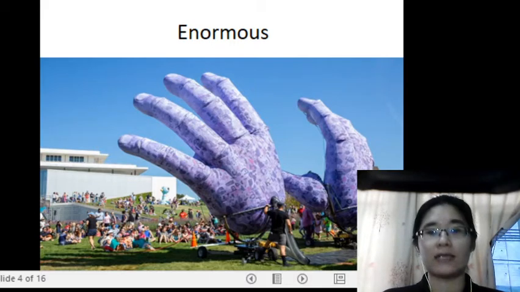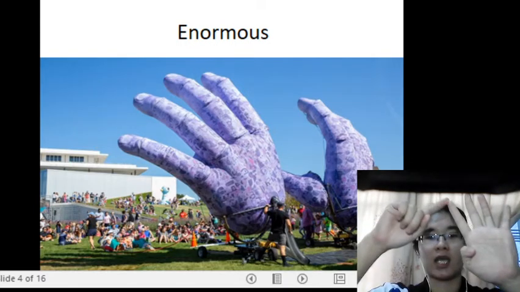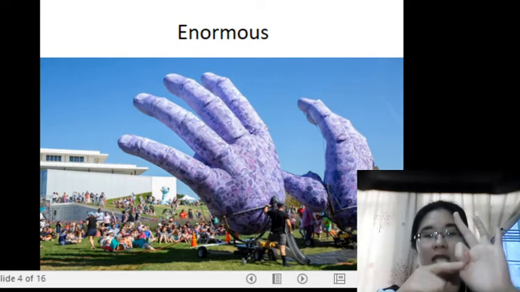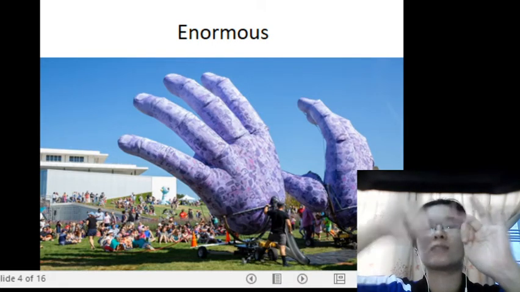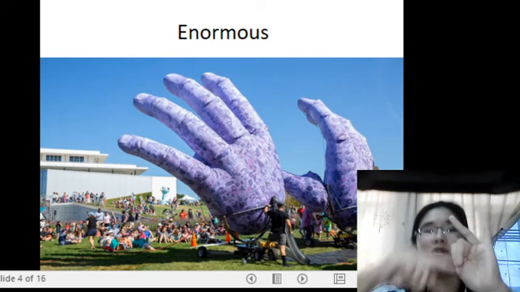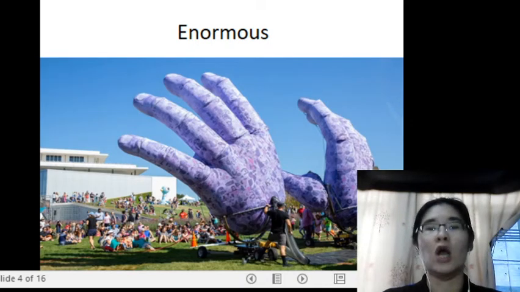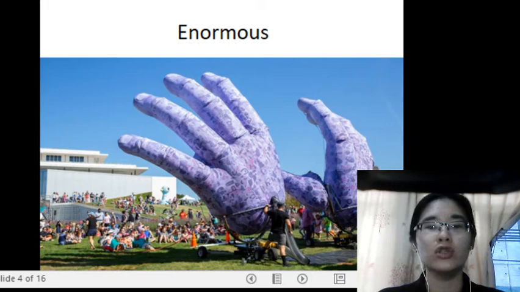Enormous. Enormous is big. We have big, we have huge, and the third word we learn today is enormous. Big, huge, enormous. Look at the picture. Wow, so big. The hands are so huge, enormous.